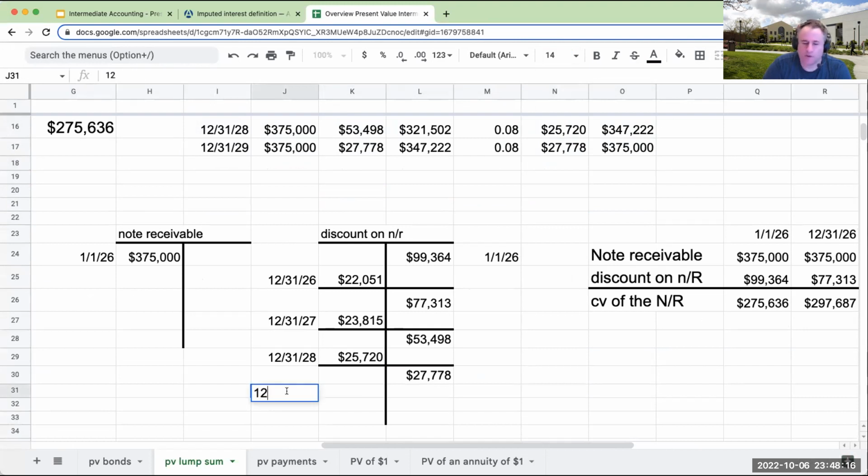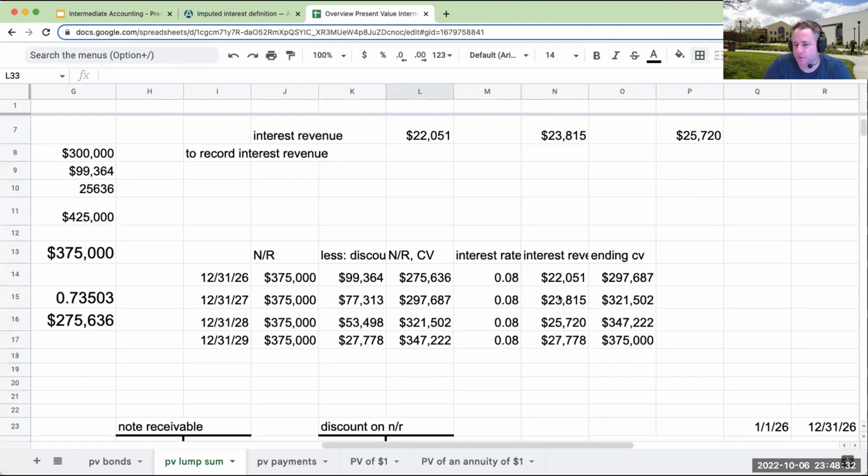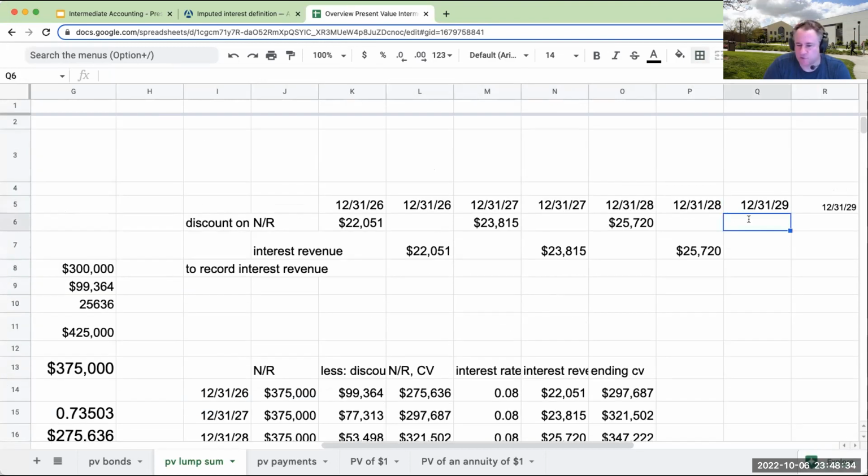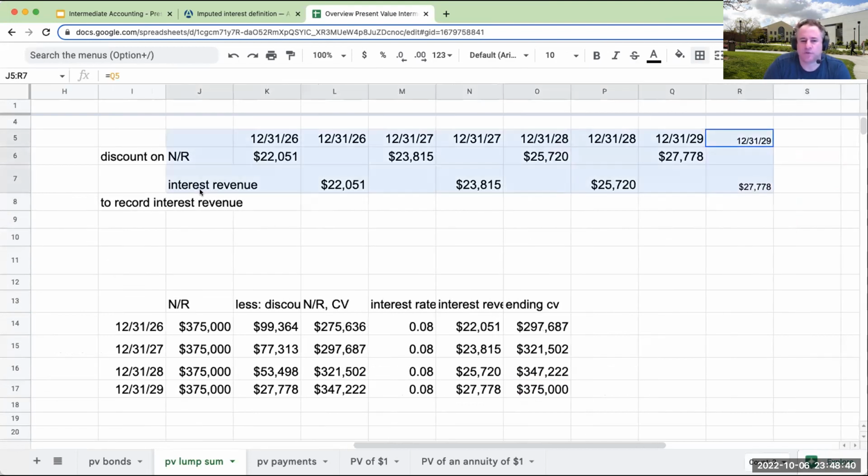Right over here, 12/31/29, my amortization of my discount is going to be 27,778, or my interest revenue. And so my balance over here is now at 0. So what happens on 12/31/29? This is going to be 27,778. And that's how we go through and finish up this journal entry.